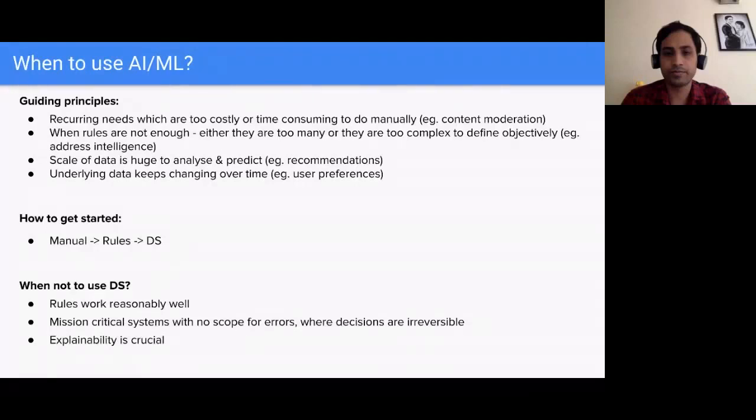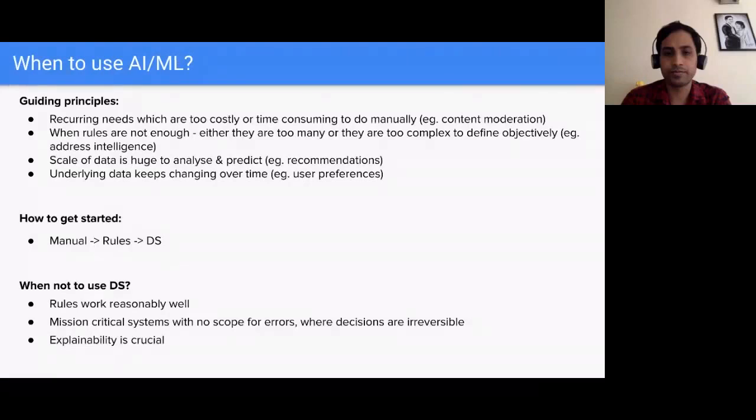You need to apply them, right? Where not to use DS. The first one is where rules apply well, where they work reasonably well. You have to understand the gradient that I showed here: manual is probably the lowest lead time to build in research and development. Rules probably a bit higher. Data science a lot higher. Data science is very capital intensive in nature because you have to spend a lot of time in research and development, right? So wherever rules work reasonably well, you probably don't need to go into data science. Why make it unnecessarily complicated, right?